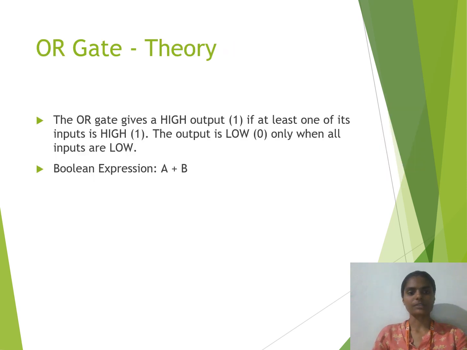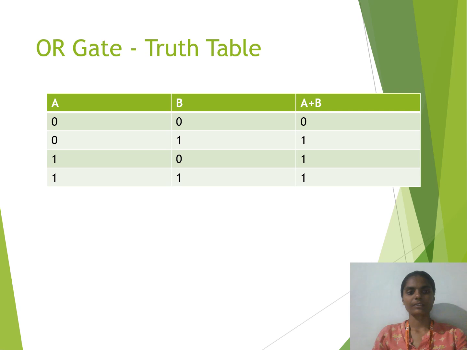OR gate means the OR gate gives a high output 1 if at least one of its inputs is high 1. The output is low 0 only when all inputs are low. Boolean expression: A plus B. OR gate truth table: if A and B are inputs, then A plus B is the output.